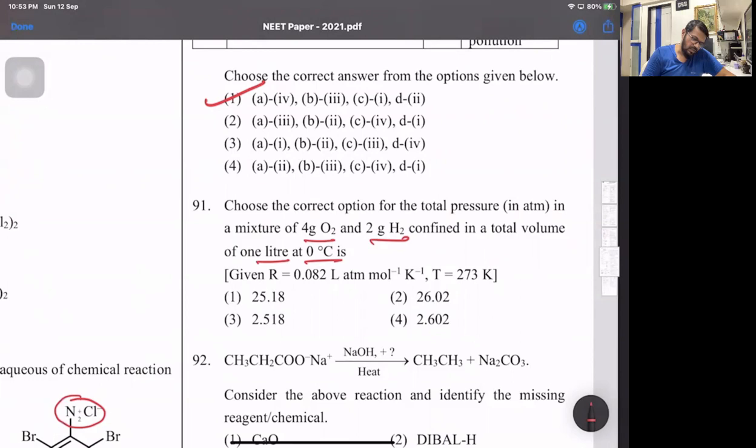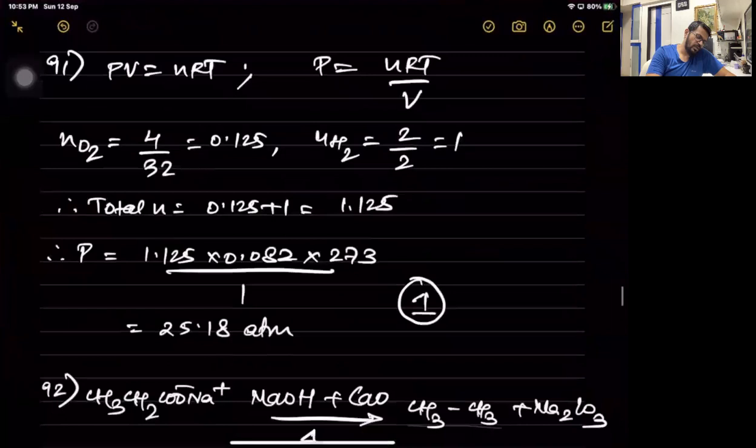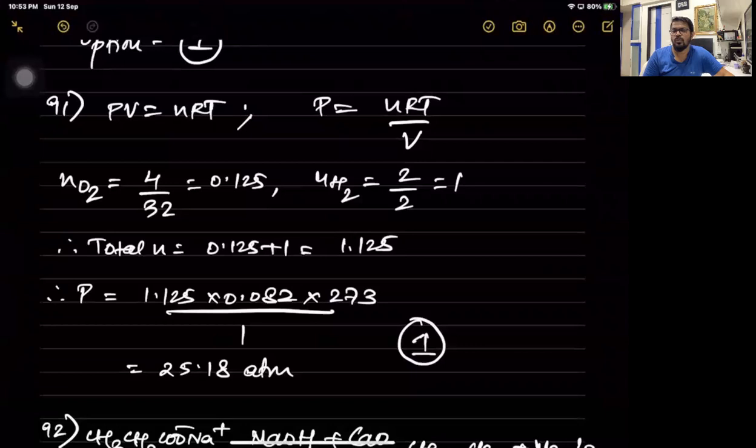PV is NRT. So P is NRT by V. Number of moles of oxygen, 4 by 32, 0.125. Moles of hydrogen, 2 grams. Molar mass of hydrogen is 2. So 2 by 2, 1. Total moles, 1.125. So pressure is 1.125 into 0.082, that's liter atmosphere. Volume is 1 liter. 0 degrees, that's 273 Kelvin. Answer is 25.18 atmosphere. So 91 is the first one.